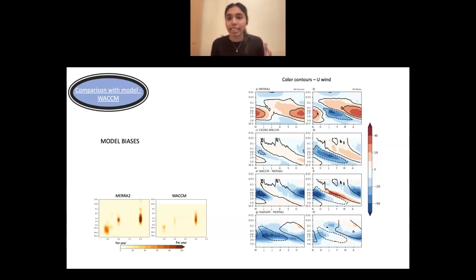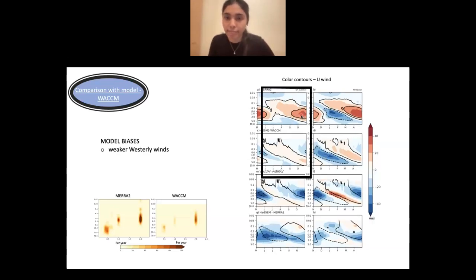As you can see, the MERRA2 winds are here, and if we focus on this westerly regime, we can see that in MERRA2, it goes up to 40 meters per second, definitely the westerly phase. But in vacuum, we can see it barely reaches 20 meters per second. So there is definitely an issue in the westerly phase magnitude going on.